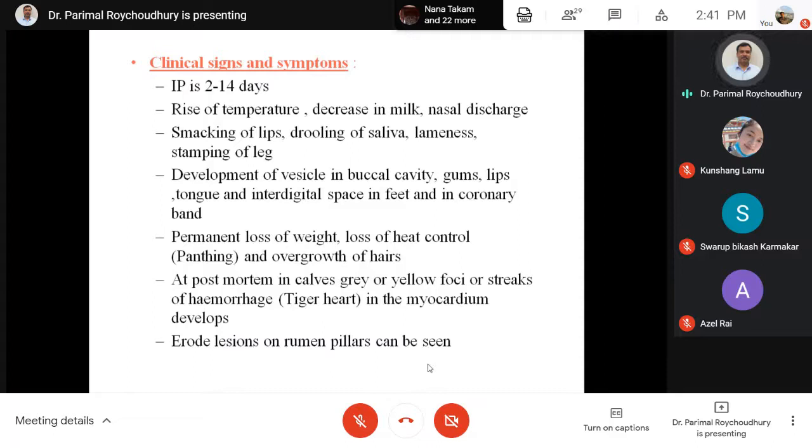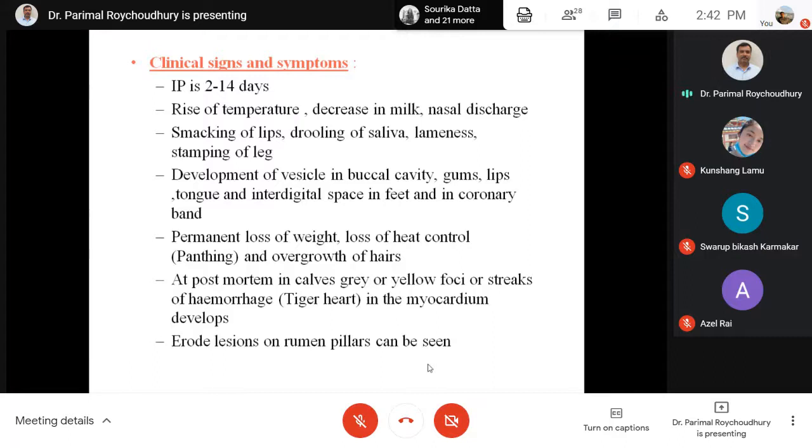So some of the clinical symptoms that we already discussed: when the mouth lesions start developing, then we can see drooling of saliva. This can be seen from a distance, and it is easy to get some idea about the disease in the population. So drooling of saliva, and the animal will show smacking sound and stamping of legs, and lameness will develop. And these are some of the things; the overgrowth and heat ridges are seen in the recovery stage.